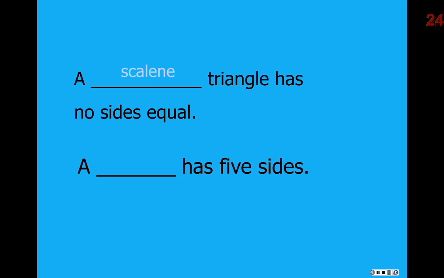Okay? All right, now down there on the second question. A blank has 5 sides. So what polygon has 5 sides? Pentagon. Finally, somebody remembered something. A pentagon has 5 sides, just like the Pentagon in Washington, D.C.